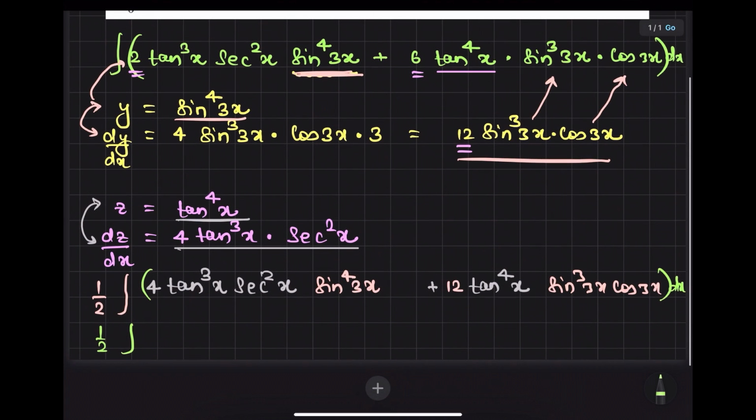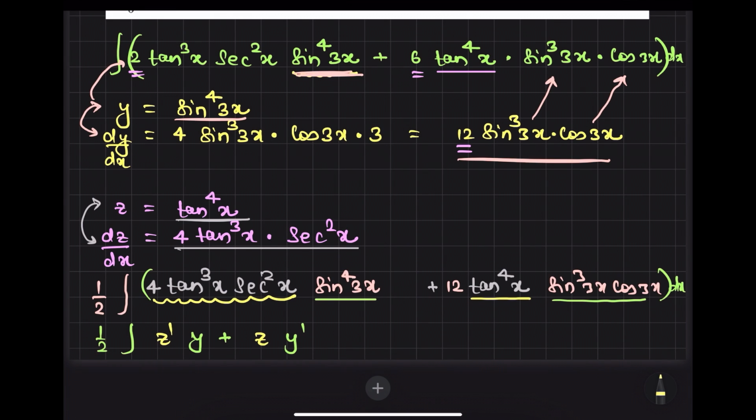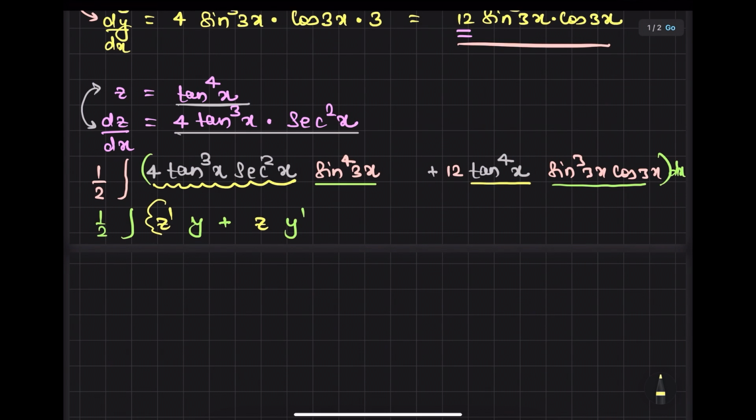Now be super slow and look at this, what I am trying to write. I feel that I wrote y over here and y dash there. Okay? I feel that I wrote z over here and z dash over here. Correct or wrong? Is that okay? Now be super slow. Have you ever seen this kind of situation? First function, differentiation of second function, plus second function, differentiation of first function. Yes, we did this situation.